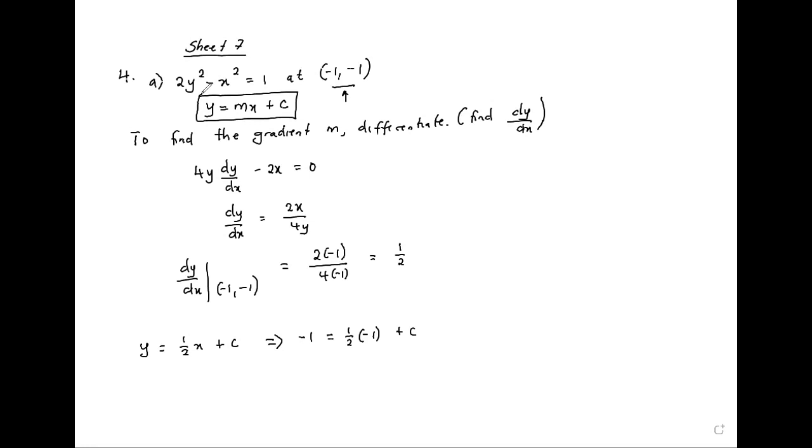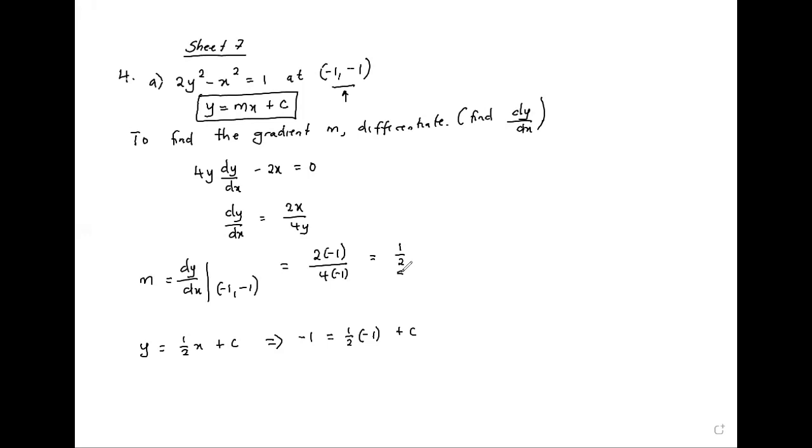So here we have a point -1, -1. Where there is x, you take -1. Where there is y, you take -1. And dy dx at that point is what is going to be called m. So you get half. After we get half, we take it in the equation. So now we have y is equal to half x plus c.